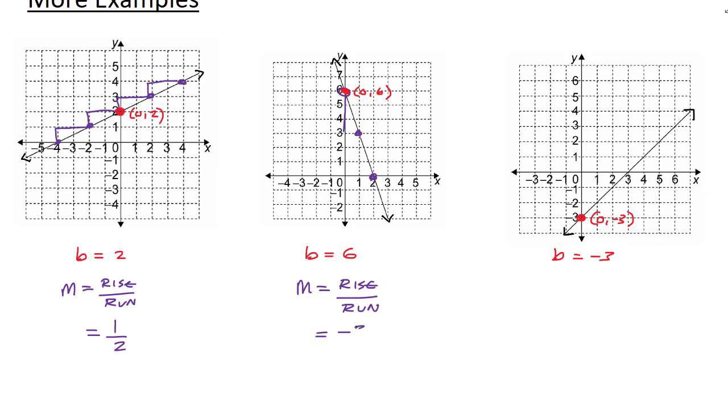So it's -3 for the rise, and what's my run? 1. And then you can check it by doing another one, 1, 2, 3 over 1. So both of them are -3 over 1. Now -3 over 1 we can definitely reduce and write as -3. We don't want to leave that as -3 over 1. It's not fully simplified.